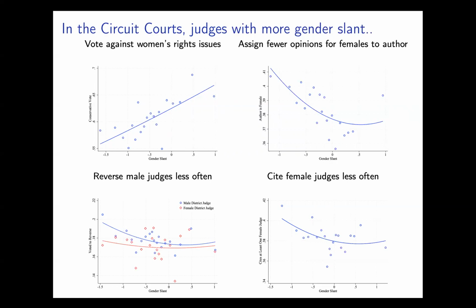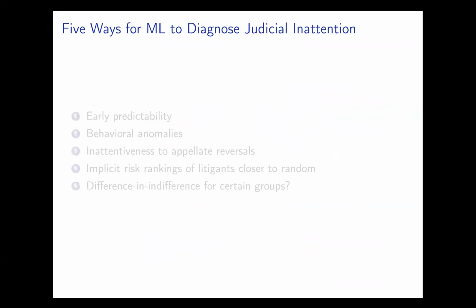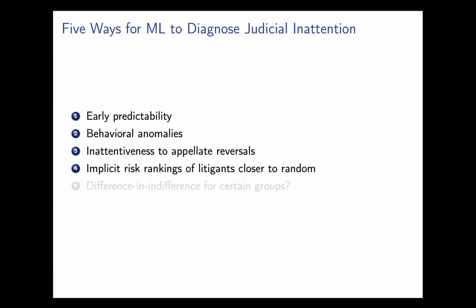So there's at least 5 ways for machine learning to diagnose judicial inattention: early predictability, comparing predictive accuracy the date the case opens and when it closes; behavioral anomalies; merging in extraneous factors for causal inference. Now, if a judge is inattentive to legally relevant factors, they may also be inattentive to reversals. And their implicit risk rankings may be closer to random, and they may display differences in indifference for certain groups.